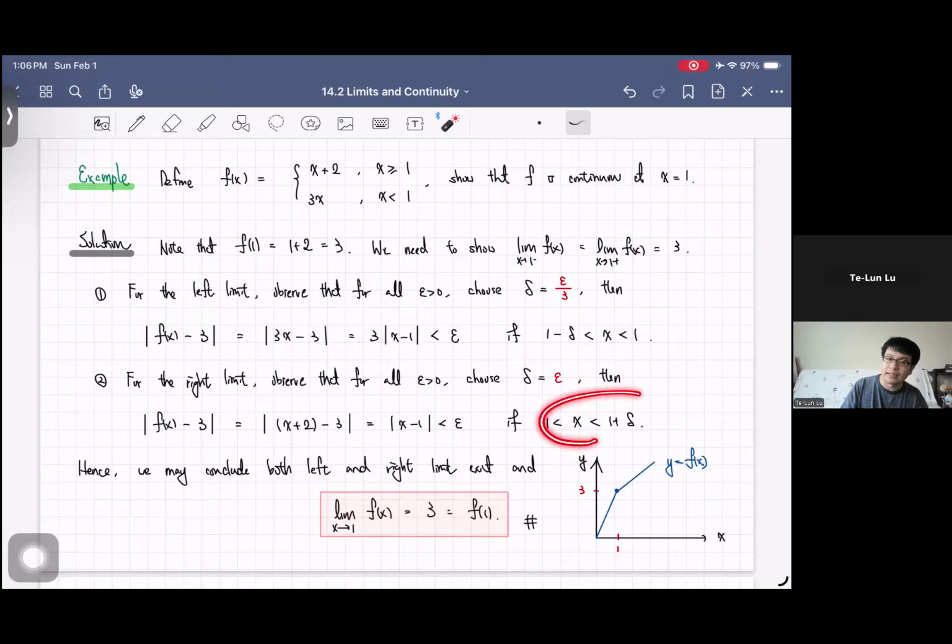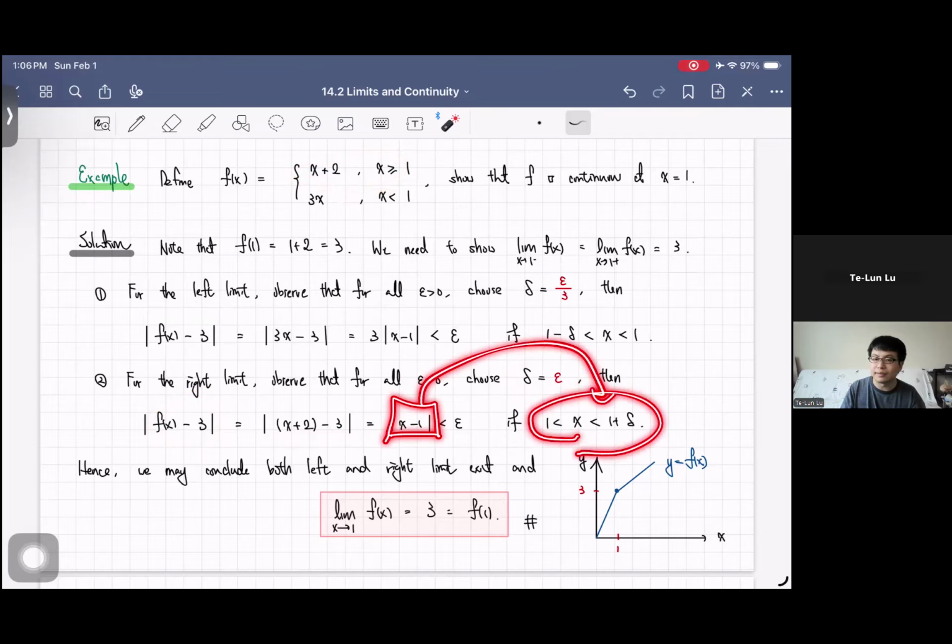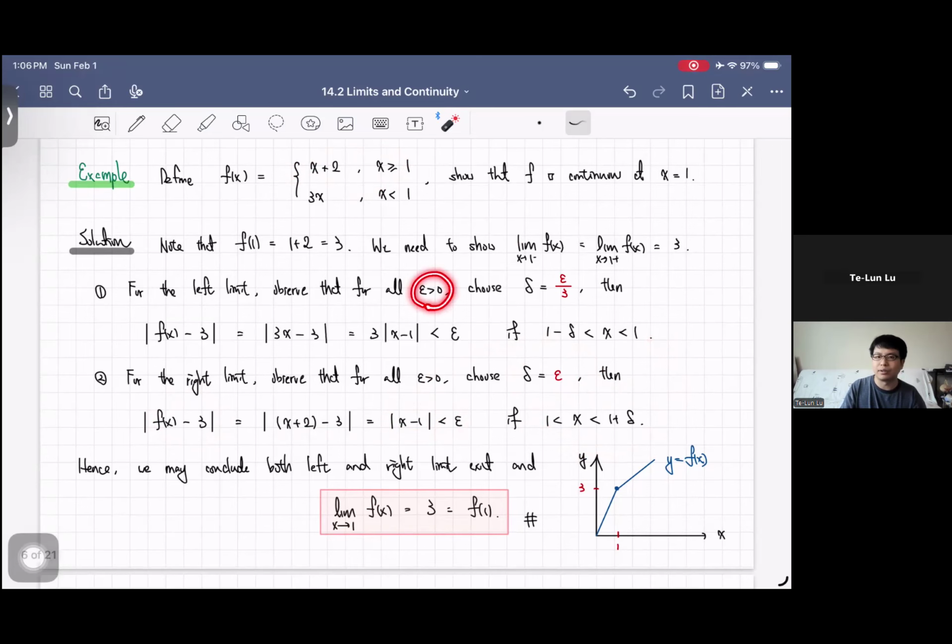Since we're now on the right-hand side of 1, we're applying this definition, right? So f of x minus 3 is now x plus 2 minus 3, which is simply x minus 1. However, we have already fixed our x to be within delta distance of 1. So this is less than epsilon, since delta is just epsilon. So both cases show that whenever I'm given an epsilon, I can always choose a corresponding delta, so that the distance between f and 3 is less than epsilon whenever the distance between x and 1 is within delta.